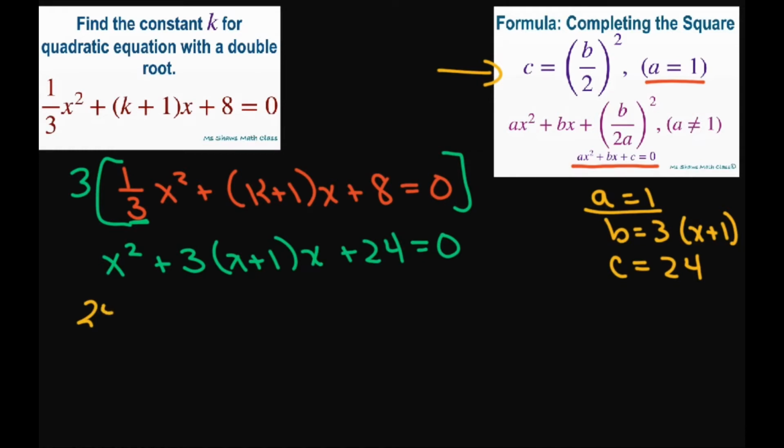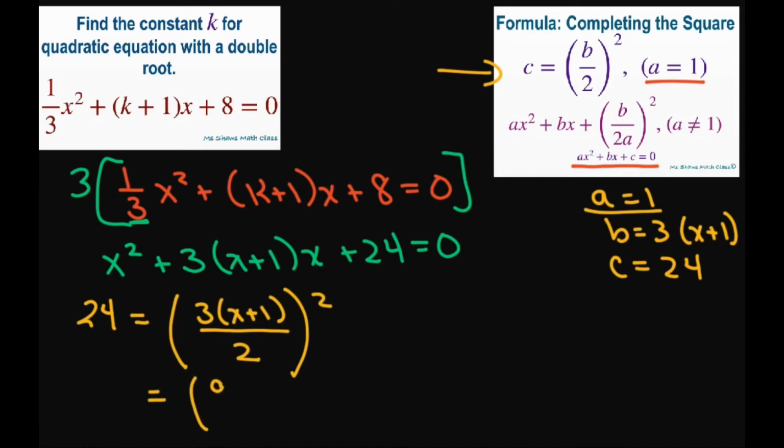We're going to get 24 equals b, which is 3(k plus 1), and then we divide this by 2 and then square it. This is going to give me 9 times (k plus 1) squared, divided by 4, equals 24.